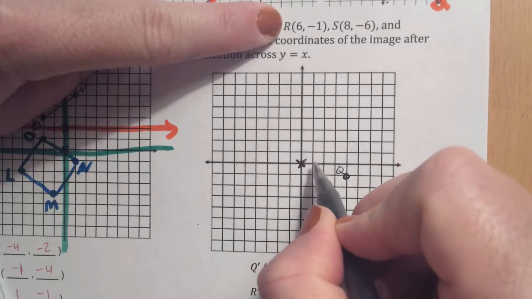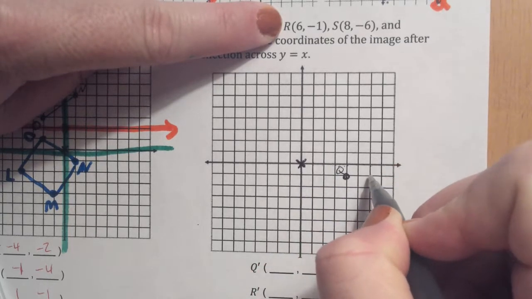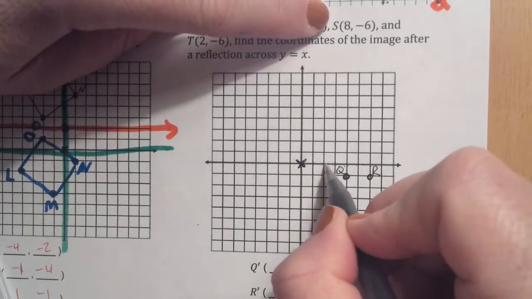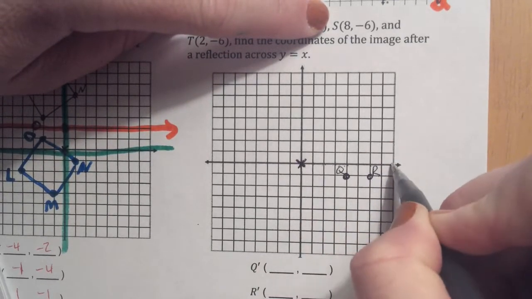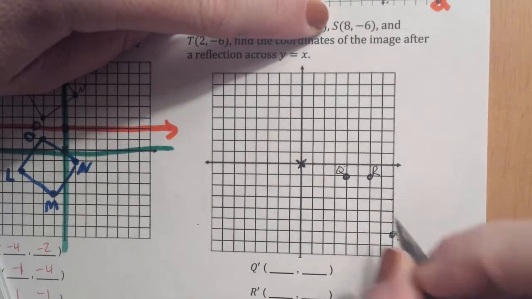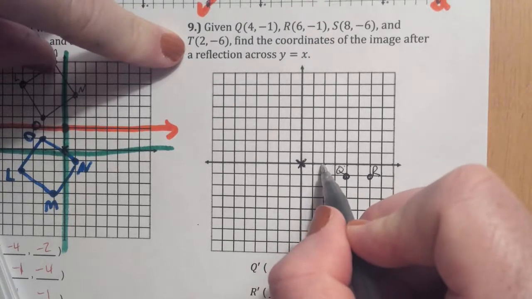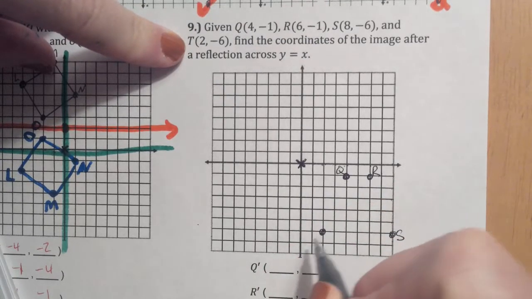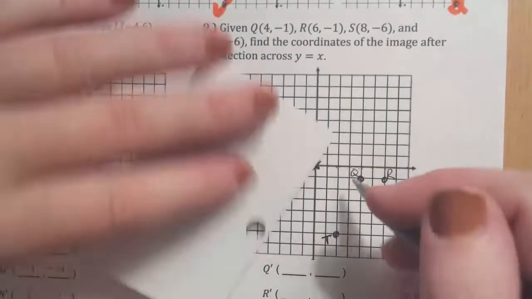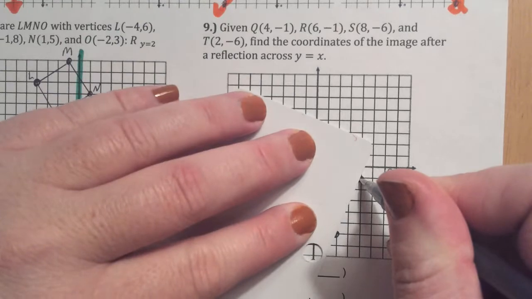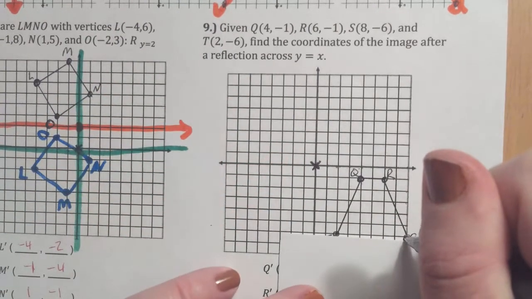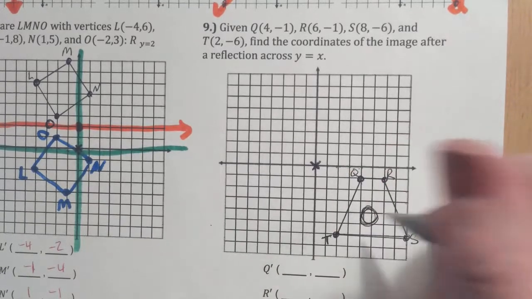Okay, 6, positive 1, 2, 3, 4, 5, 6, negative 1. That's my R. Positive 8, 1, 2, 3, 4, 5, 6, 7, 8, negative 6, 1, 2, 3, 4, 5, 6. That's my S. And T is positive 2, negative 6. And that's my T. Okay, I take my straight edge, connect the dots. All right, that's my original.